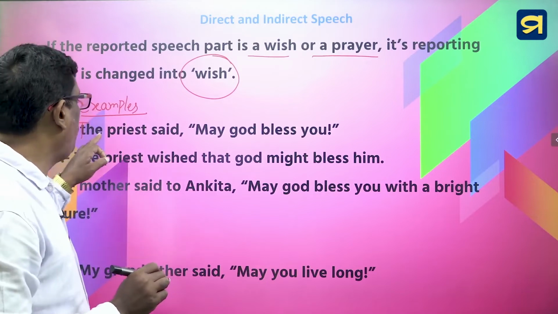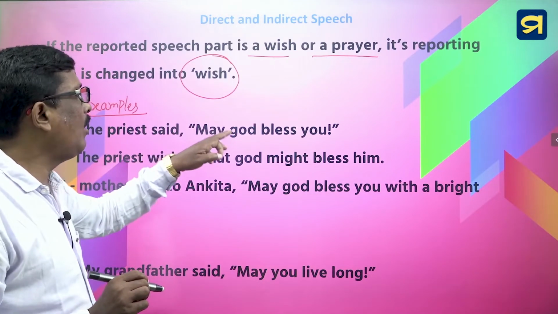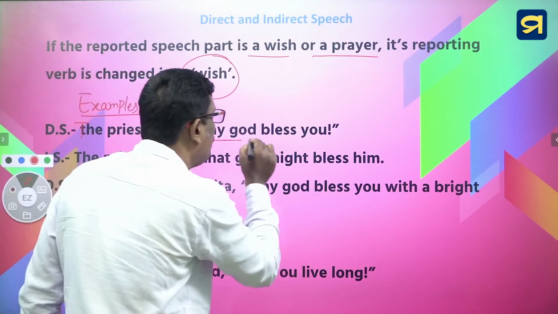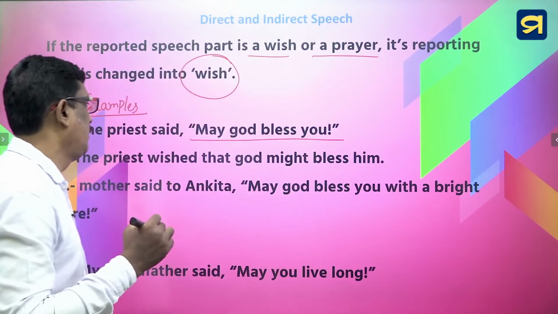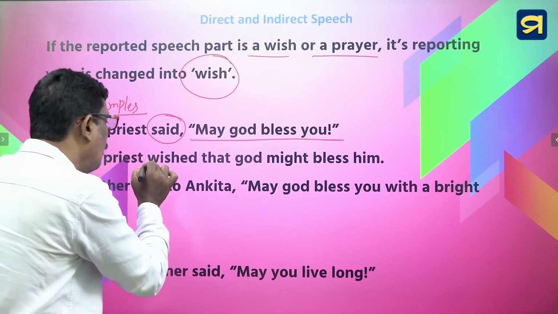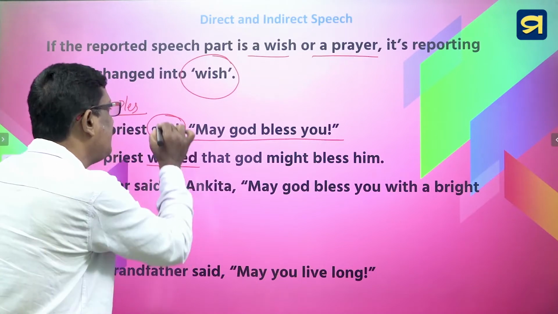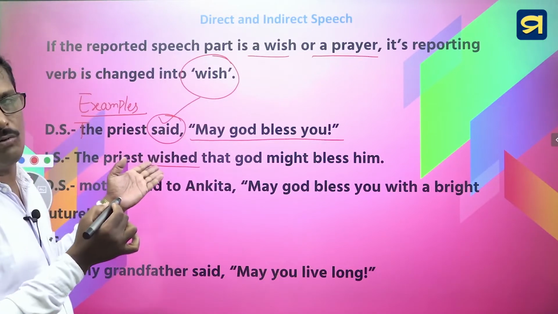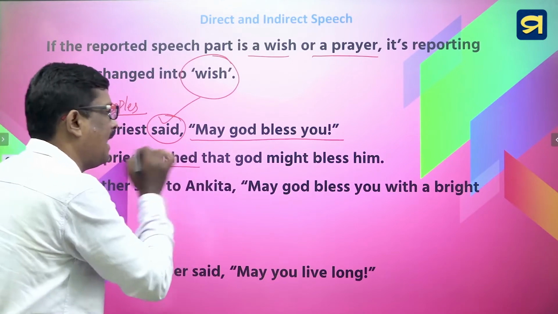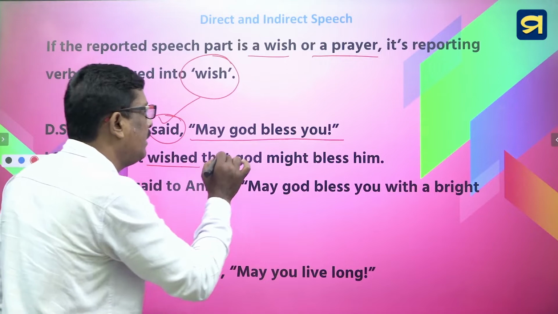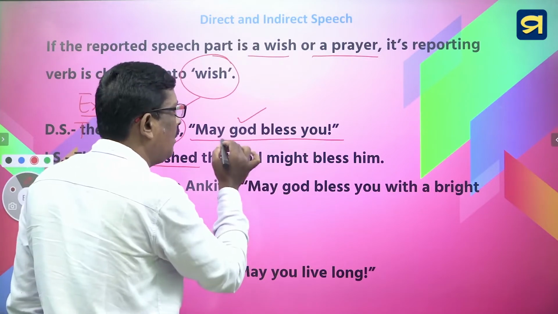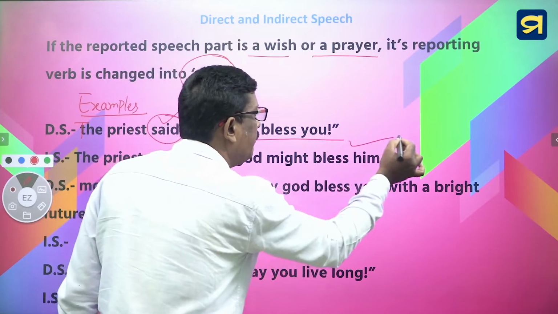Number 1. The priest said, "May God bless you." You see, here is a prayer. That's why we will change the reporting verb into wish, as it is in the past tense, and that's why wish is changed into wished. The priest wished that, here God is the subject, so God might bless him.